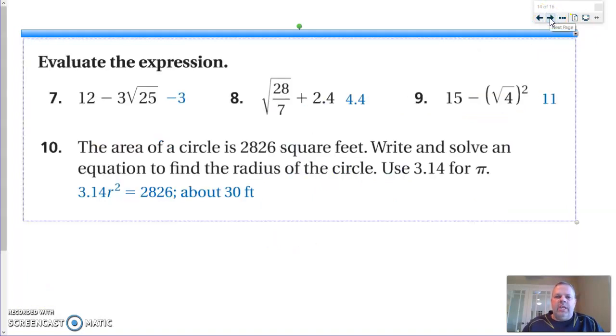You can see the same kind of problem here. The area of the circle is 2,826 square feet. We can do the same thing that we just did on that last problem. So we would say 2,826 square feet equals 3.14 times r squared, and we will get about 30 feet.